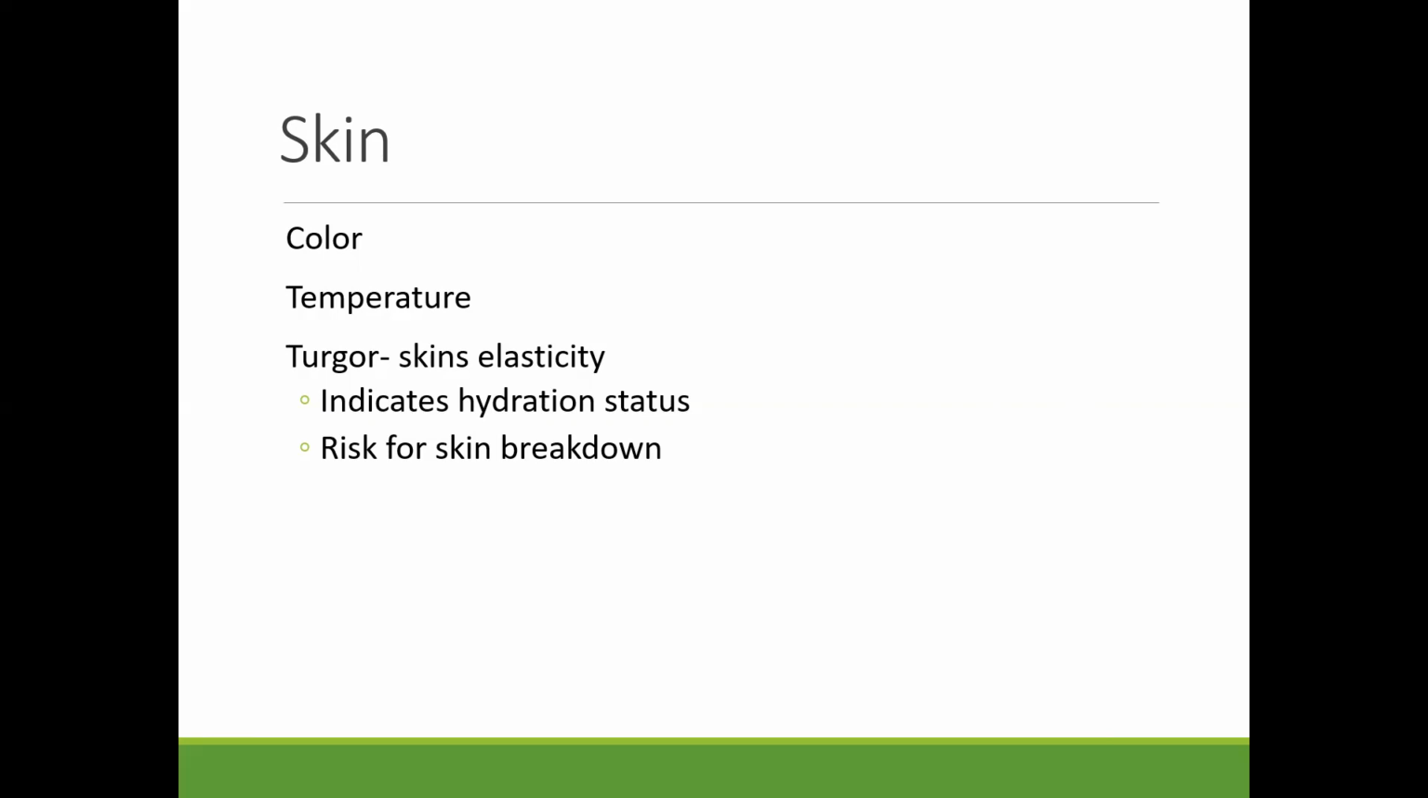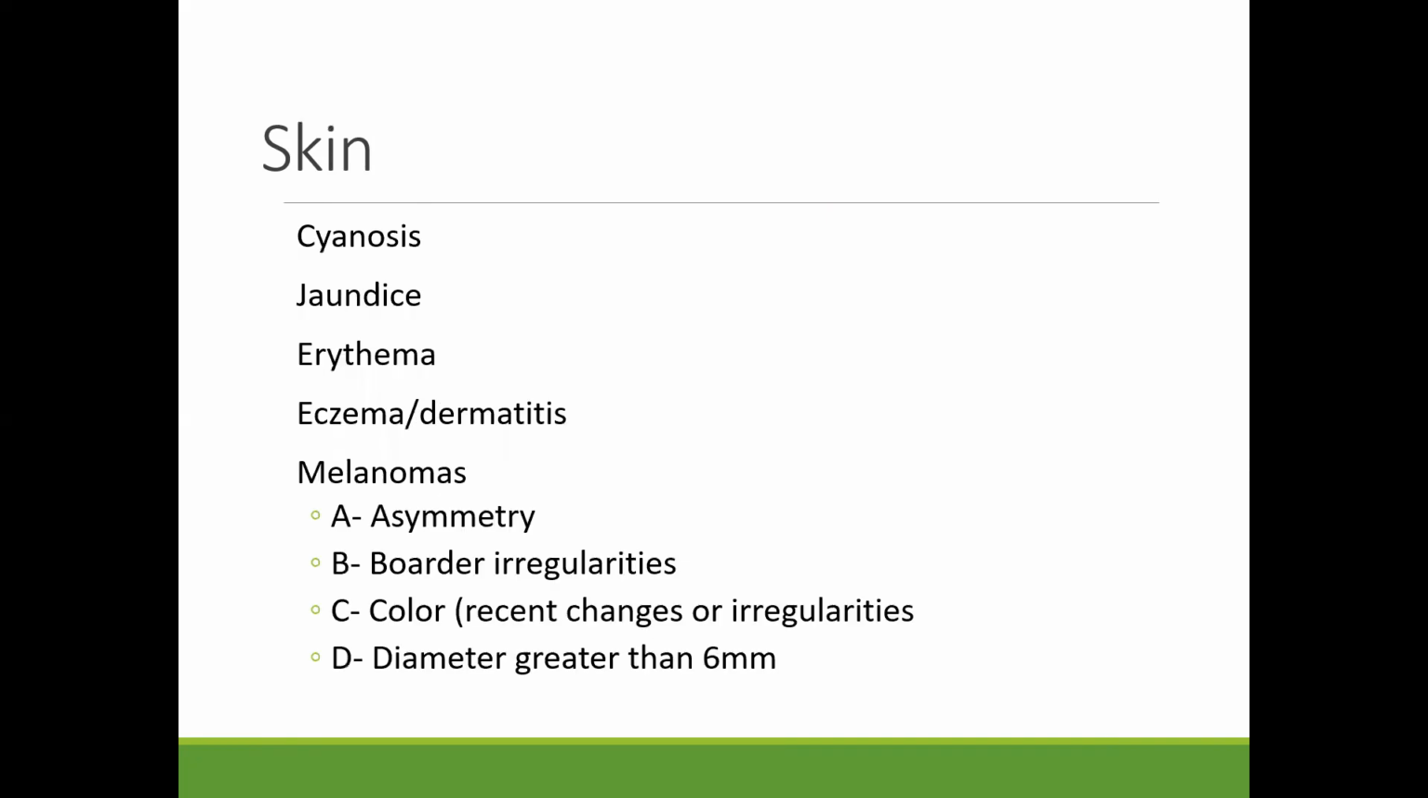You're looking at the color of the skin, the temperature, turgor, which is the skin elasticity. When you're doing skin turgor on an older adult, you don't want to grab their hand, because the elasticity in their hand is very decreased. So you want to grab closer to the chest, like their sternum, and check skin turgor there. It is not 100% accurate because, well, I'm always dehydrated, but if I pull my skin up right now, it'll stay up. It does indicate hydration status, and it puts them at higher risk for skin breakdown.